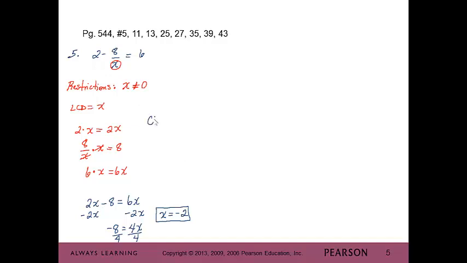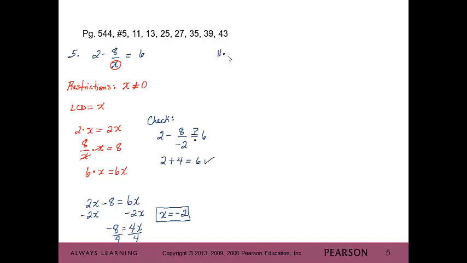So we can actually check it by plugging it in for x and seeing if the left side equals the right side. So 2 minus 8 over negative 2. And we want to know, does that equal 6? Well, this is 2 plus 4. Which is 6, and 6 equals 6, so this is our solution. Alright, let's move on to number 11.